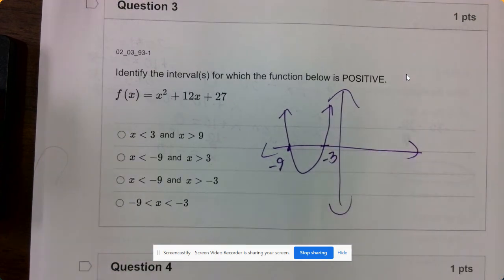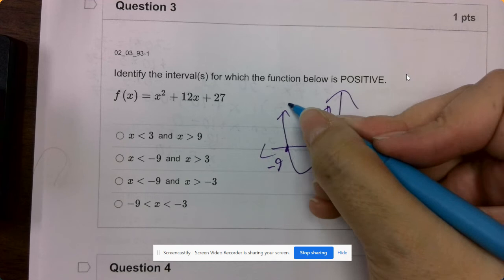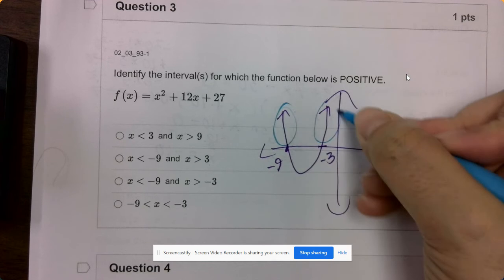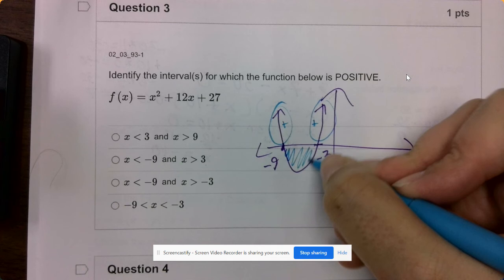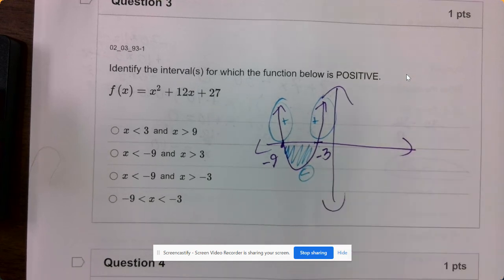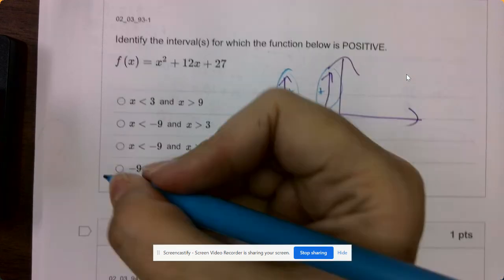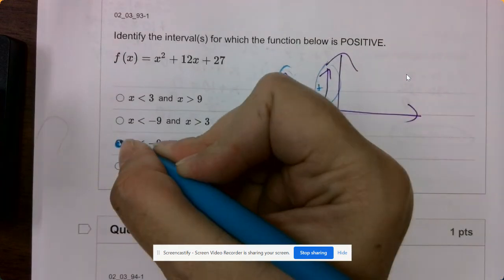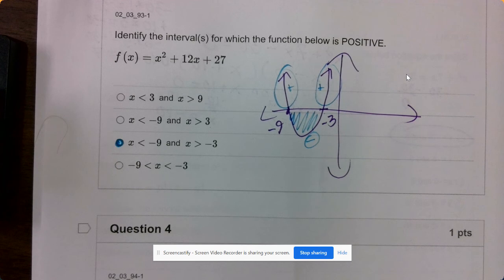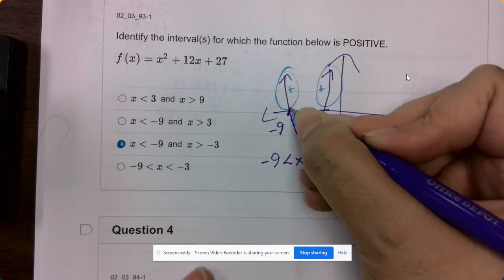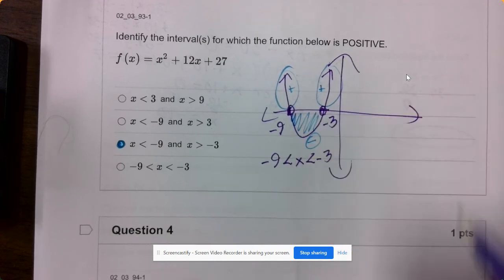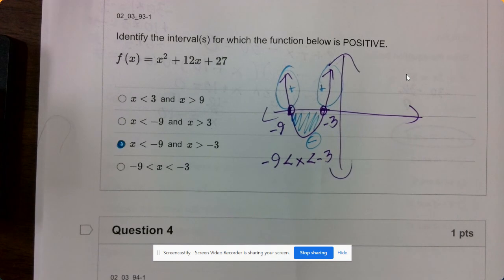It's going to be positive when it's above the x-axis. So these are both positive. When it's below the x-axis, below the surface, that's when it's negative. Okay, so for positive, everybody, it would be this one. And if they ask us for negative, it would be negative 9 less than x less than negative 3. Think of it, everybody, as having that open circle right there because we don't include our 0, our x-intercepts.